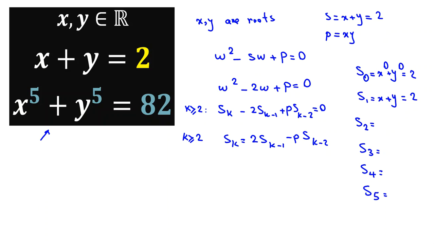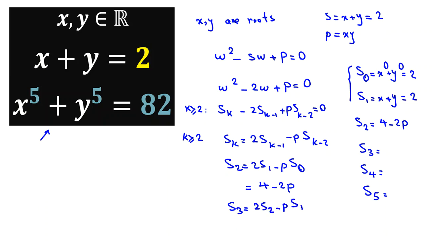So let's find S2. S2 here will be 2S1 minus P S0. S1 is 2, we've calculated this, so 4. S0 is also 2, so minus 2P. So I write 4 minus 2P. Now I want to find S3. It will be 2S2 minus P S1. S2 is 4 minus 2P here, and minus P S1. S1 is 2, so it will be minus 2P, and it will be 8 minus 4P minus 2P, which is 8 minus 6P.